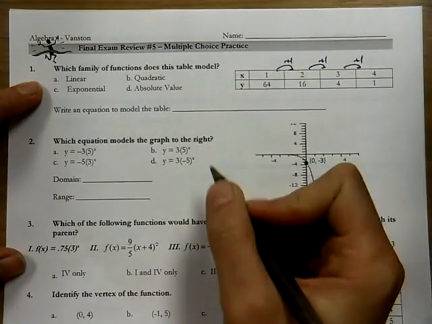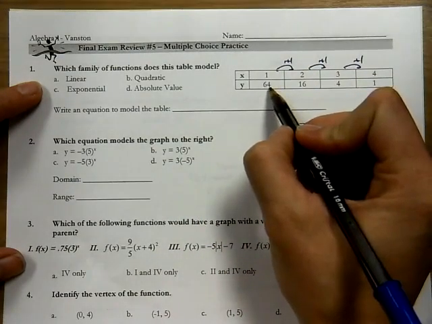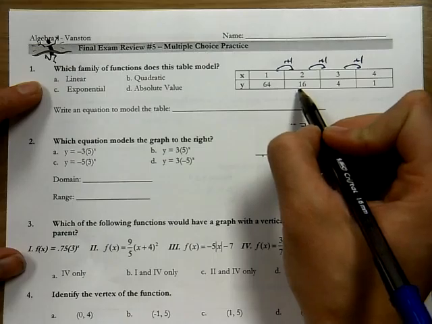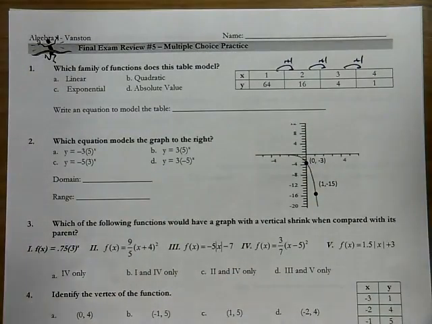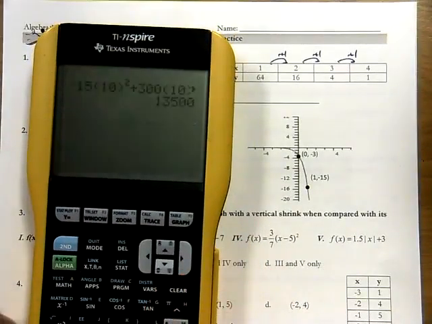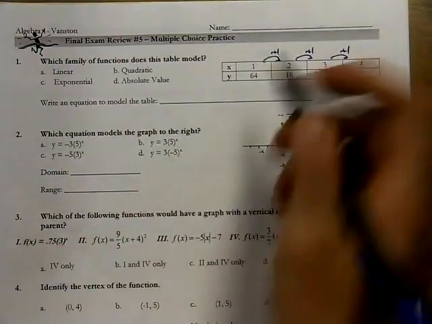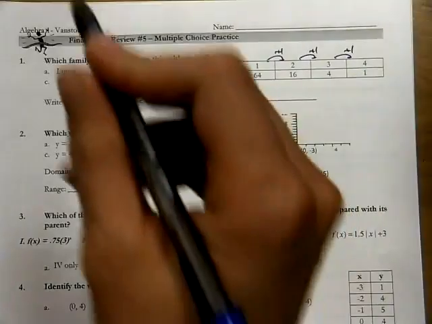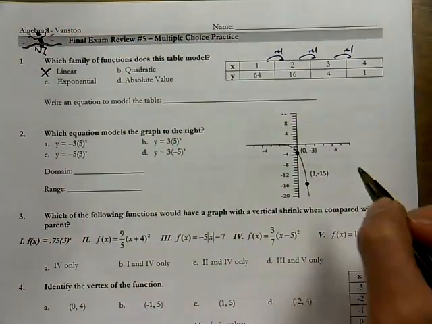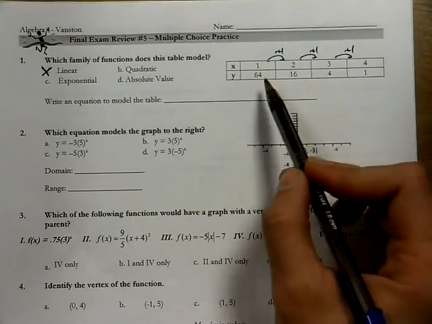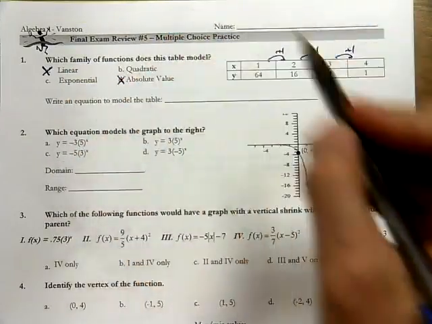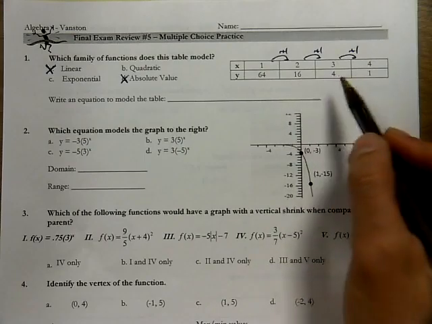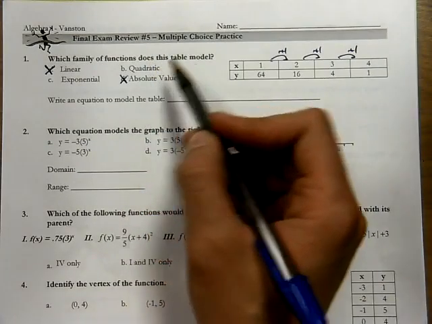So x is increasing at the same amount each time. When I look at this, I see that to go from 64 to 16, I'm decreasing by, well, if I can't figure out what that is right away, I could do 16 minus 64, that's minus 48. So I subtract 48, and then I subtract 12. So because I'm decreasing by a non-constant rate, I know it's not linear. I also know it's not absolute value because it's not going at a constant rate. I don't see symmetry in the table, so I'm thinking it's not quadratic, but I'm not sure.